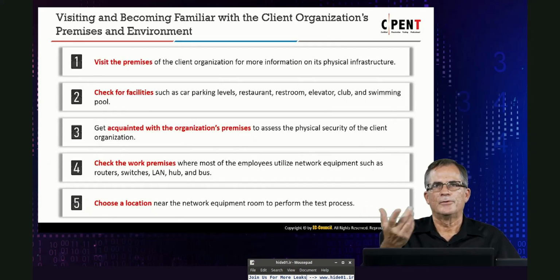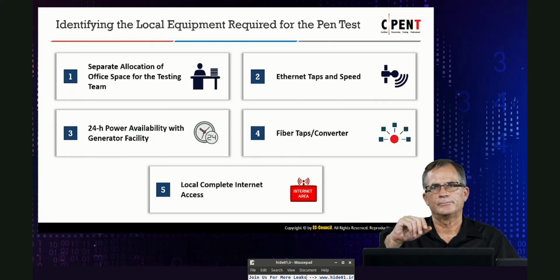Yep. Visiting, becoming familiar with the premises. If you can visit on-prem, visit the premises. Look at the facilities, look at the different areas. Get acquainted with the premises, check the premises, and choose a location. All these are different types of things to help you do your testing.